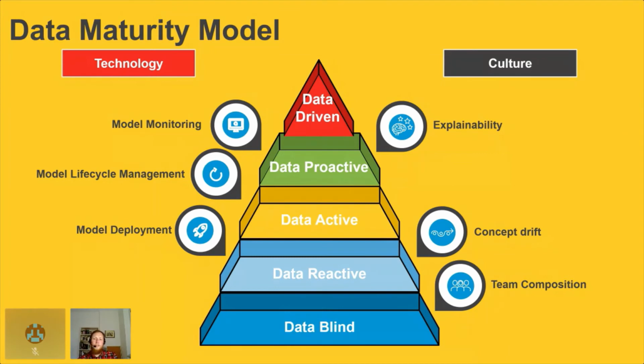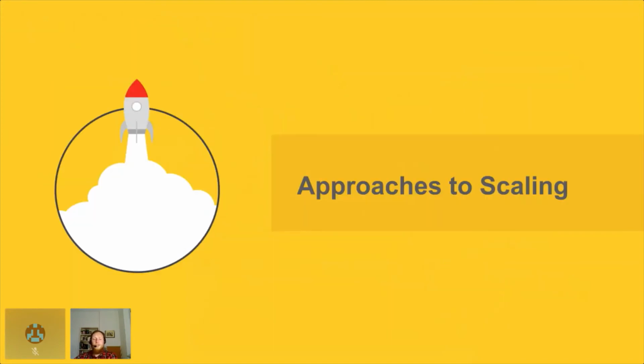And the last point is the topic of explainability. I think this is occurring more prominently with models that are more complex. So how do you explain them? How do you explain the results of a model? And this is also something that occurs from a data proactive level on. Now, the big question is, how do you approach these challenges?